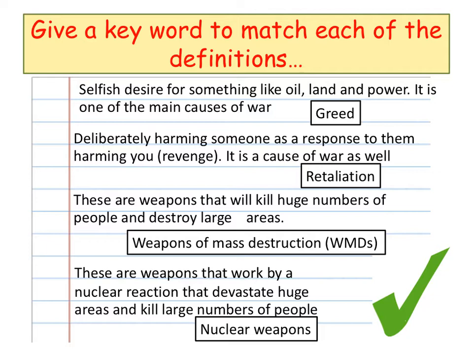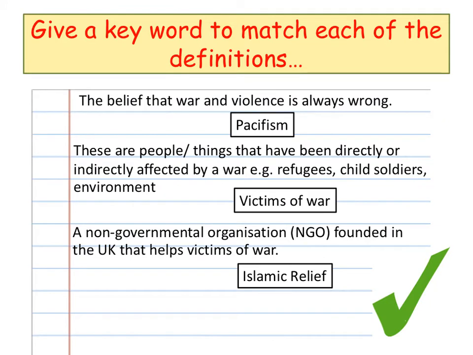Weapons that will kill huge numbers of people and destroy large areas, weapons of mass destruction, also known as WMDs. Weapons that work by a nuclear reaction that devastate huge areas and kill large numbers of people, are nuclear weapons. The belief that war and violence is always wrong is pacifism. People or things that have been directly or indirectly affected by a war, for example refugees, child soldiers and the environment, are victims of war. A non-governmental organisation or NGO founded in the UK that helps the victims of war is Islamic Relief.